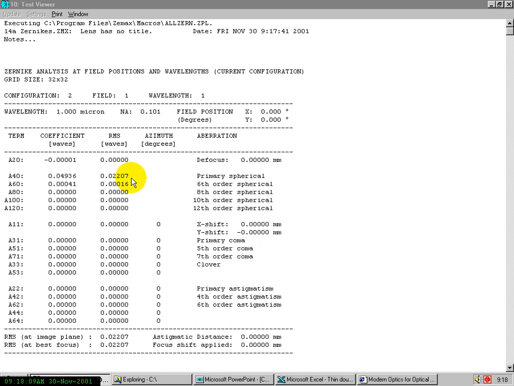Only if you stay within the diffraction limited region. If you go to very large aberrations, that will no longer be the case. But for small aberrations, this is the case.